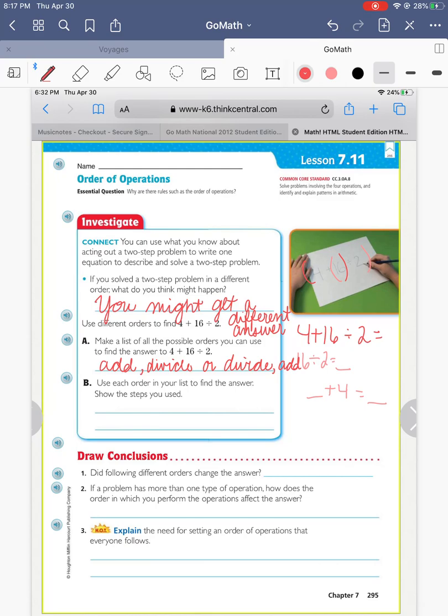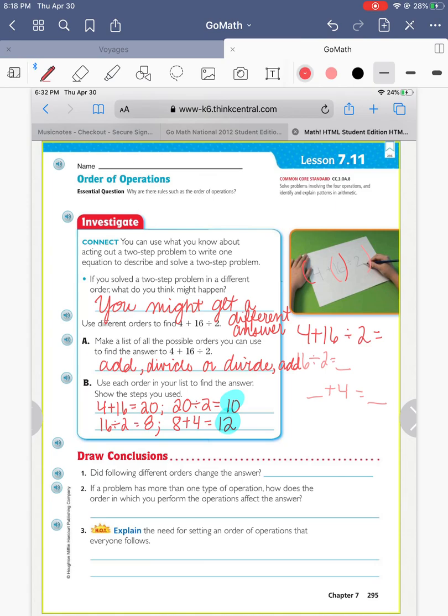So now for B, we're going to try it both ways and see if we get the same answer. First we need to do 4 plus 16, which is 20, and then do division. So 20 divided by 2, which is 10. Then for the second way, we're doing the division first. So 16 divided by 2 is 8, and then we're doing 8 plus 4, which is 12. So our answers are 10 and 12.